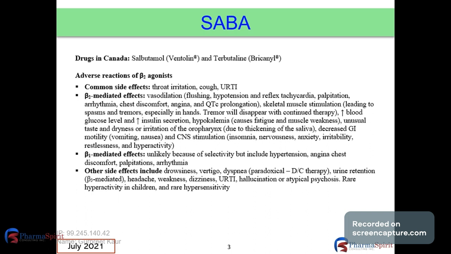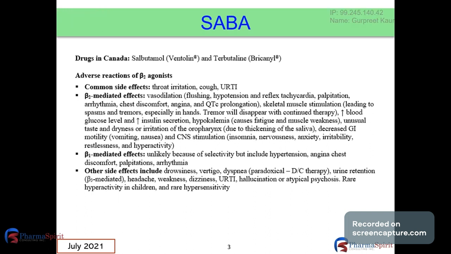This is important. So beta 2 mediated side effects include vasodilation. This will be symptoms such as flushing, hypotension, reflex tachycardia, palpitation, arrhythmia, chest discomfort, angina, QTc prolongation. This is because of the vasodilation. Beta 2 mediated adverse reactions also include skeletal muscle stimulation. This leads to spasms and tremors, especially in the hands. And the tremors will disappear with continued therapy.